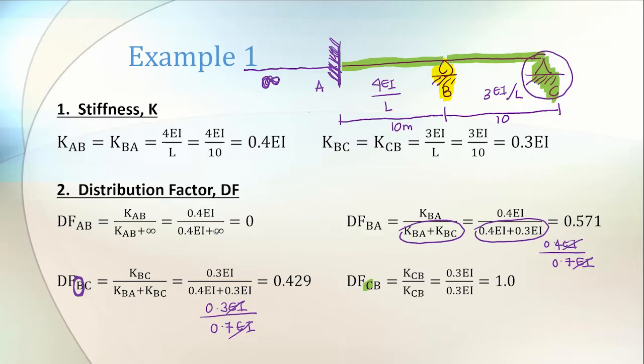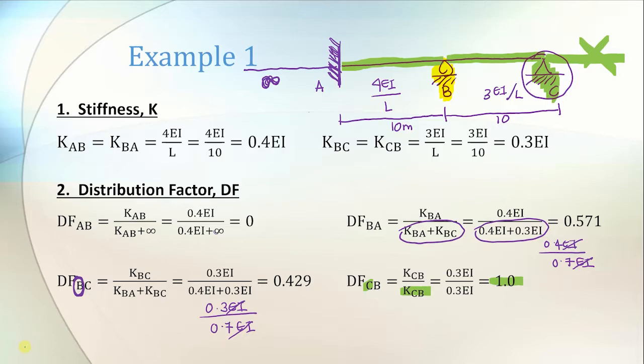Dekat support C hanya ada satu saja beam on this support, which is beam CB. Sebab dekat hujung ni dah tak ada lagi, there is no beam here, tak ada. Hanya ada beam CB saja. That's why dividekan dengan CB sahaja. You divide, you akan dapat 1.